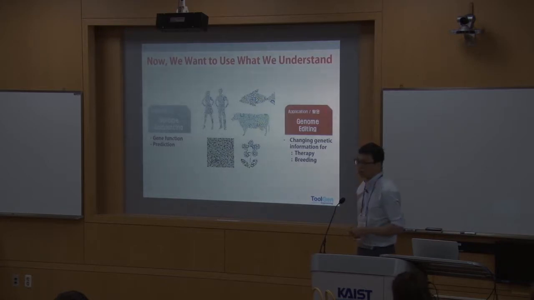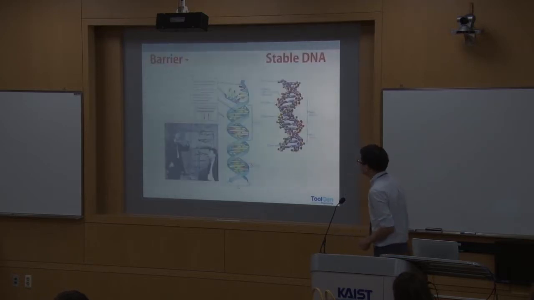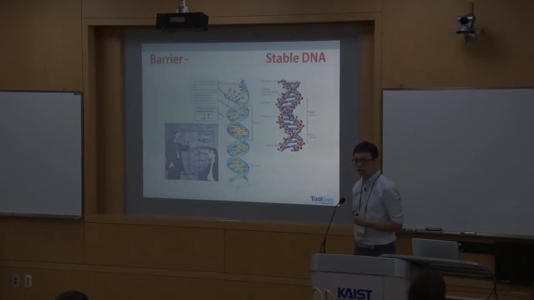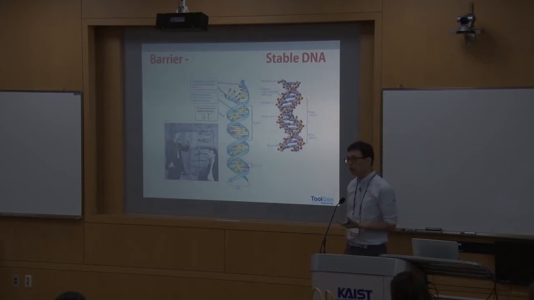But so far, changing genetic information has been very, very hard. One of the reasons, I think, is that DNA is stable. Genetic information is stored in the form of DNA, but DNA is a very, very stable chemical structure. It's very hard to change. Normally, we wouldn't want DNA to change because that means a change of genetic information in us, which could cause genetic defects or cancers and stuff like that. But for us who now want to actually change genetic information, DNA's stable structure itself is a big barrier.